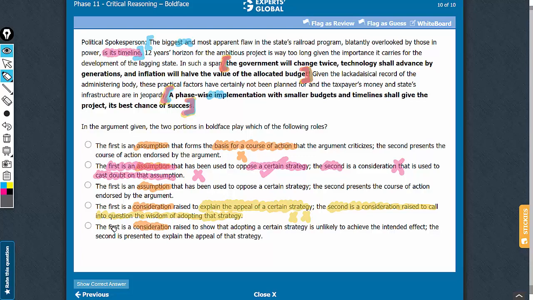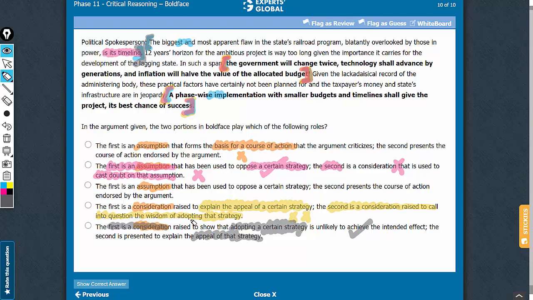Look at answer choice E now. A very good job with the first half here. The first is a consideration raised to show that adopting a certain strategy, that means the older strategy here, is unlikely to achieve the intended effect. So yes, a good job with the first half here. The second is presented to explain the appeal of that strategy. So what strategy are we talking about here? This certain strategy that we're talking about here is the first strategy here. And no, the second does not explain the appeal of this first strategy.